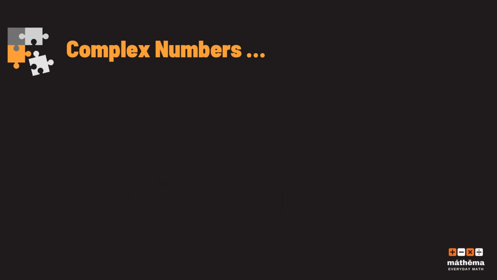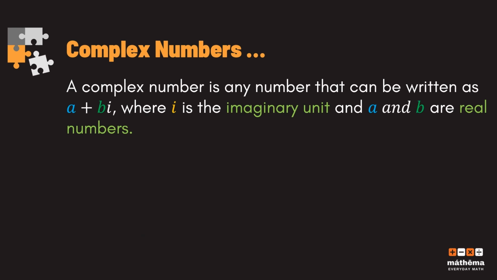Next, we are going to talk about complex numbers. Now, a complex number is any number that can be written as a plus bi, where i is the imaginary unit and a and b are real numbers. So this is the standard form of our complex number. So again, a complex number is a combination of a real number and imaginary number.